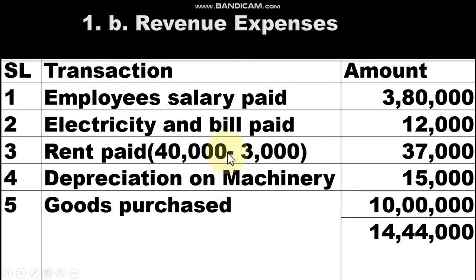And look at 40,000 minus 3,000. Why 3,000? Because this 3,000 is for another year, so that will be subtracted. That means we have 37,000 revenue expenditure. Depreciation of machineries 15,000, this is also a revenue expenditure. Goods purchase, another important example of revenue expenditure. I hope all of you understand.